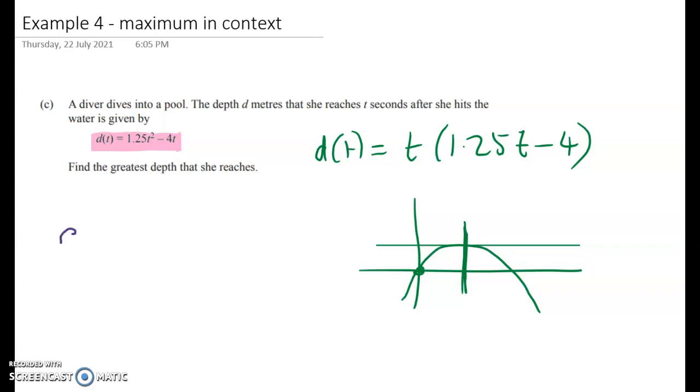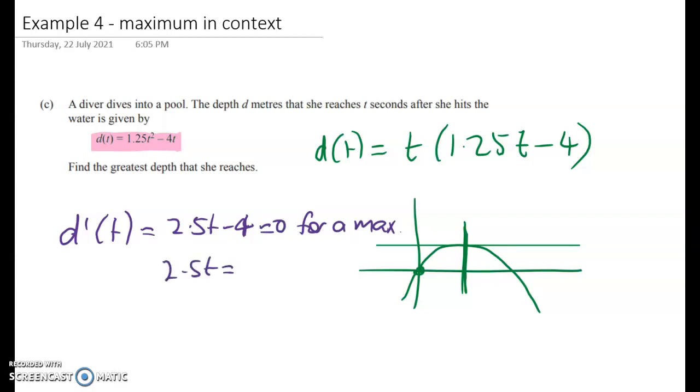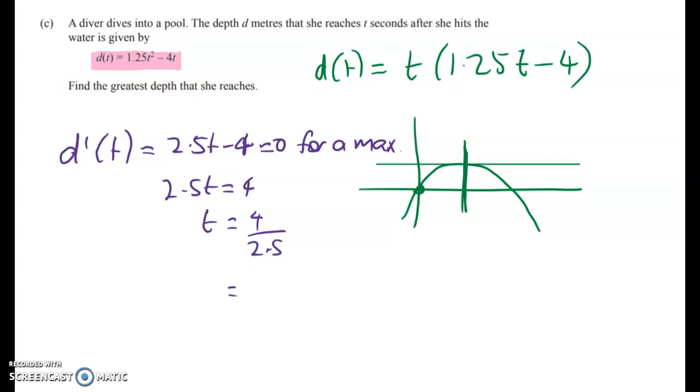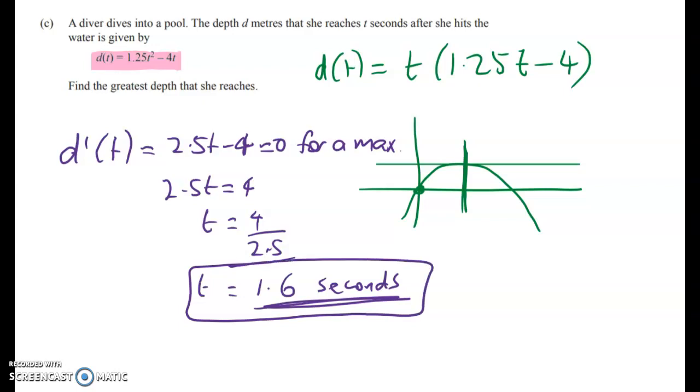So the first step here is to differentiate. So d dash of t is equal to 2.5t minus 4, and that has to equal 0 for a maximum. So 2.5t equals 4. t is equal to 4 divided by 2.5, which is 8/5, which is 1.6, I think. Yep, 1.6 seconds. So that's not my answer, but that's telling me that the maximum depth will be at that time, right?